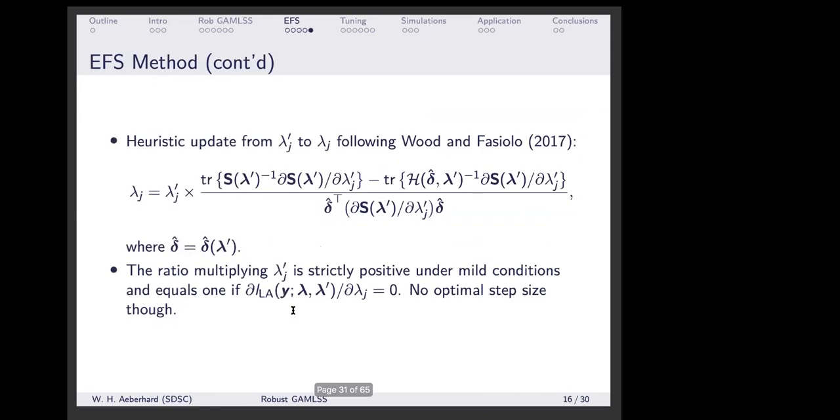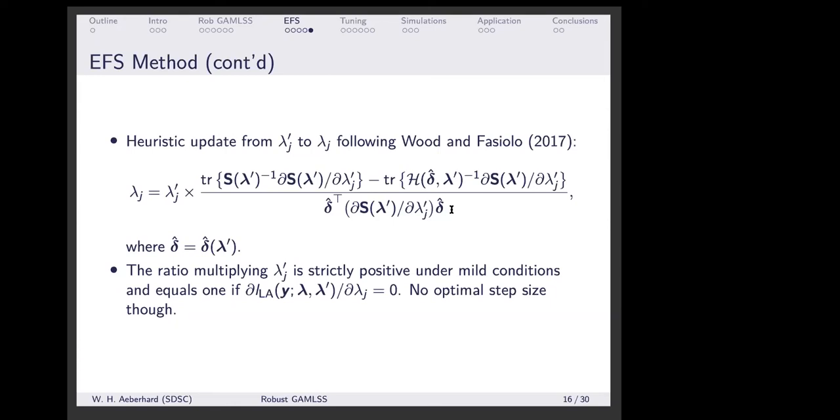And based on these, we can construct a heuristic update, which is actually very close to the expression that they had in their paper, except that here it relies on robustified quantities. So it's basically taking the previous iterate of lambda and multiplying it by some ratio to get the new value of the iterate. This ratio is guaranteed to be positive. It is between 0 and 1 whenever the gradient is negative, and it is greater than 1 whenever the gradient is positive. So it is really satisfying all the necessary conditions, and it is actually working quite well in practice. This is the EFS method we have implemented in the R package.